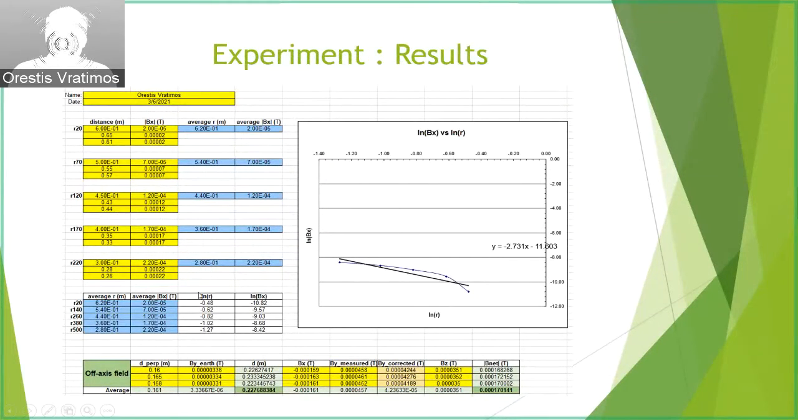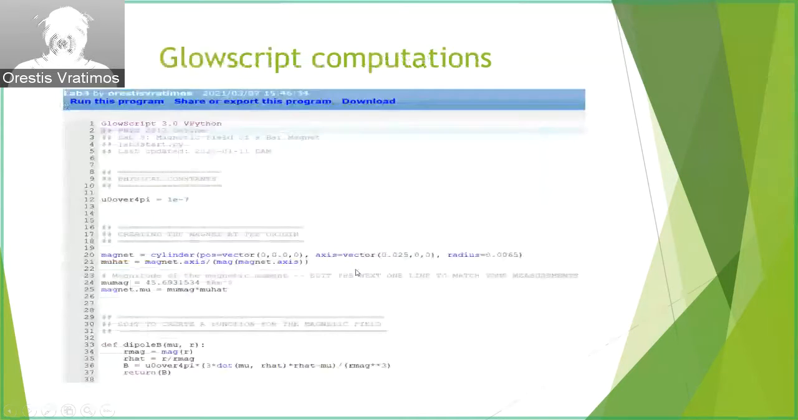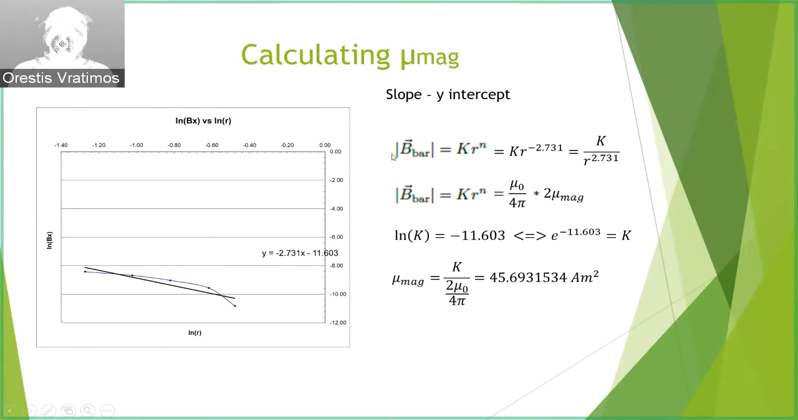This is the final picture of my results. Here I calculated the magnetic moment using the slope and the y-intercept. We use the slope for the k times r, and we will use ln k equals the y-intercept, and we have the final result right here.